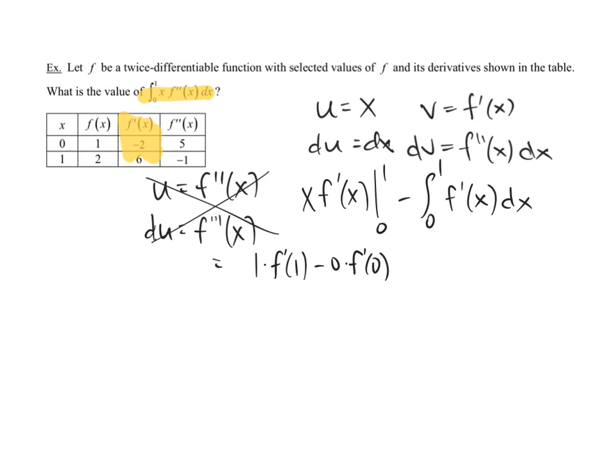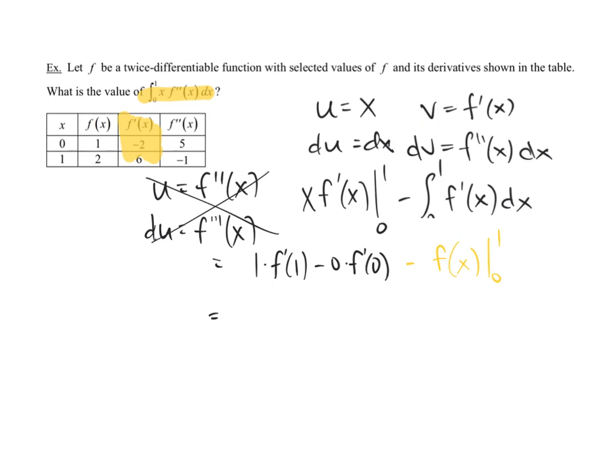For the second term, I know the antiderivative of f prime is f. And so to evaluate this second integral, the one right here, I'm going to use the fundamental theorem of calculus. So I need an antiderivative of f prime. I know that that is f of x. And I'm going to evaluate that from 0 to 1.